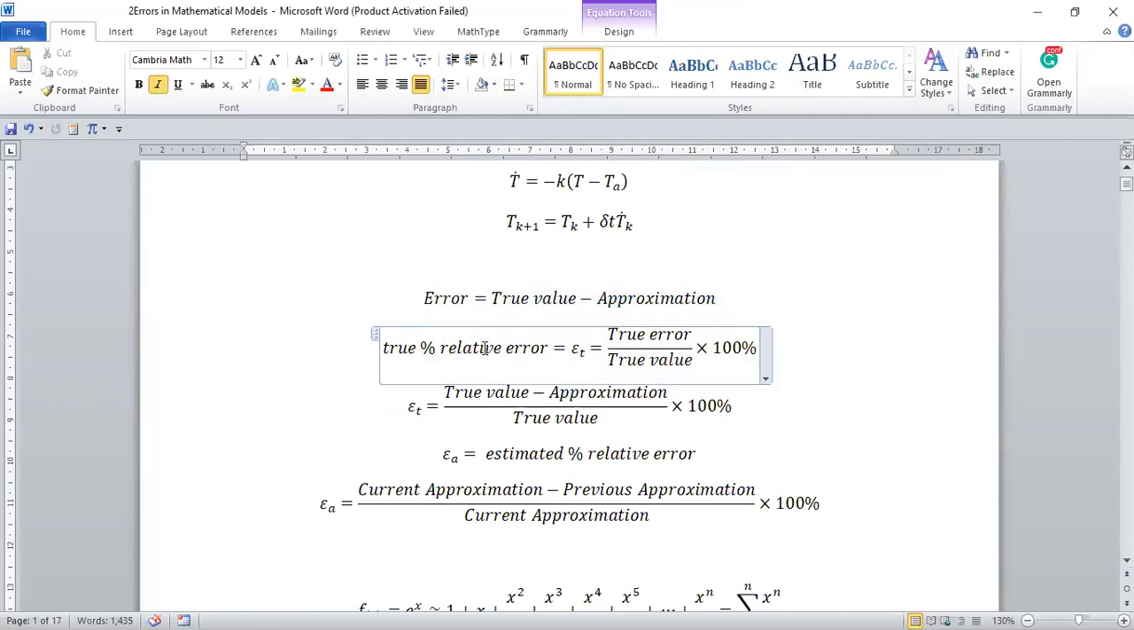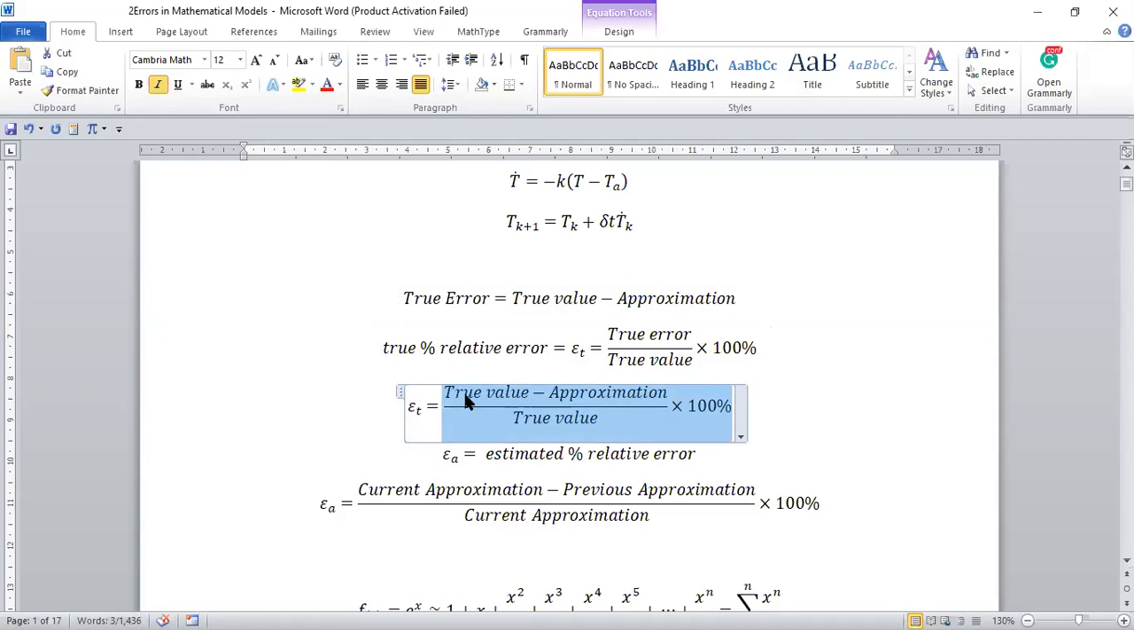The formula for the relative error is given by the true error divided by the true value. So this is the true error, and that means that the true relative error is simply given by this equation: the true value minus the approximated value, divided by the true value.